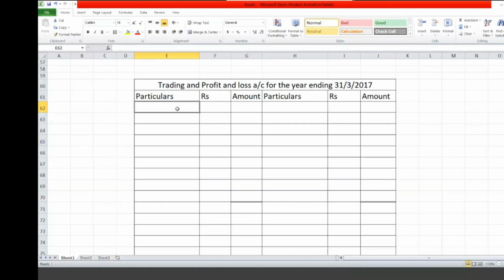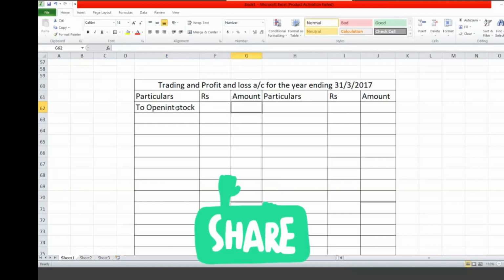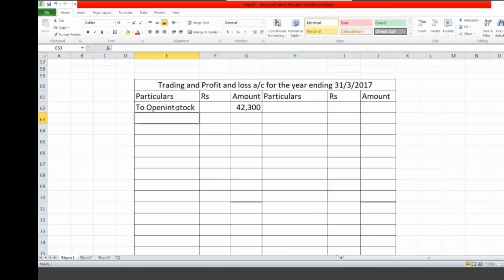First, we always start with opening stock. What is the amount of opening stock? You can find this, 42,300. Next, move on to the purchases. To purchases. Check it out. Is there any returns also? Hopefully returns will be there. Let's see.